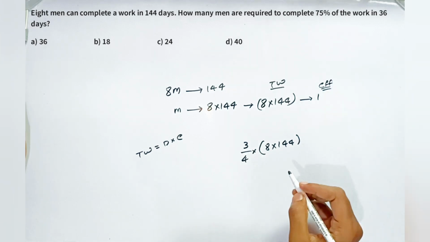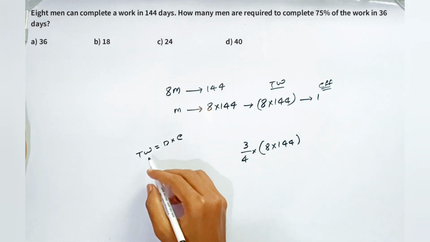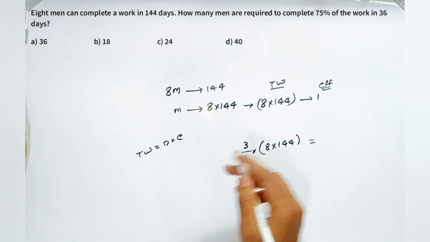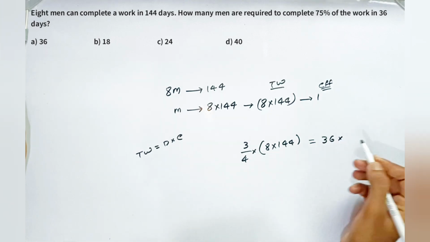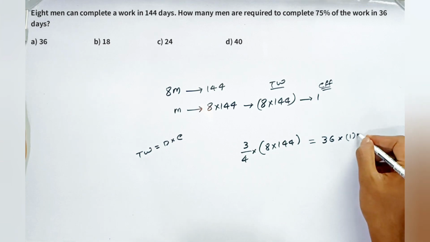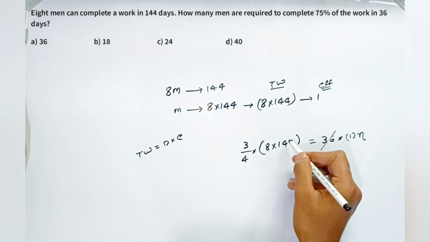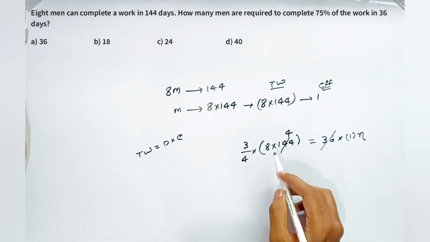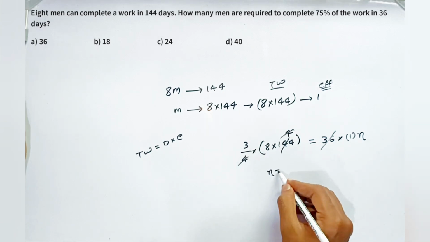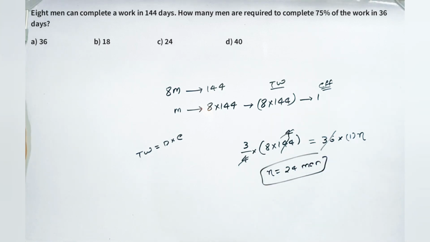Now here we have to calculate how many men are required. Total work is equal to the days, and days is nothing but 36 days, into efficiency. The efficiency is 1, but how many men we require? So I'm writing it as n. After that we can calculate. 36 fours are 144, the 4 cancels, and from this we can easily say 8 into 3. So n is 8 into 3, 24. So 24 men are required. 24 men is the correct answer.